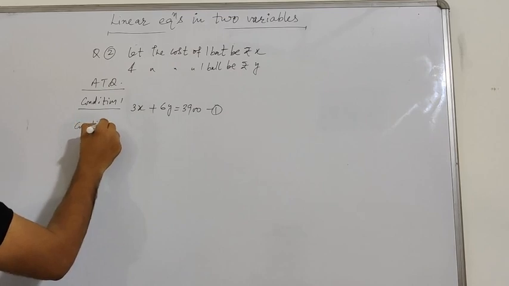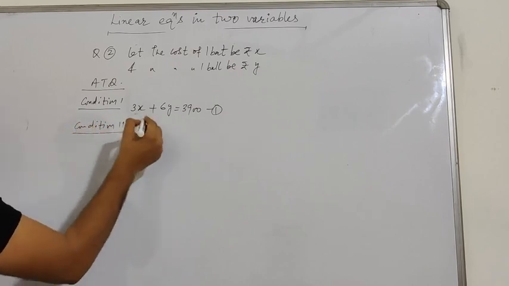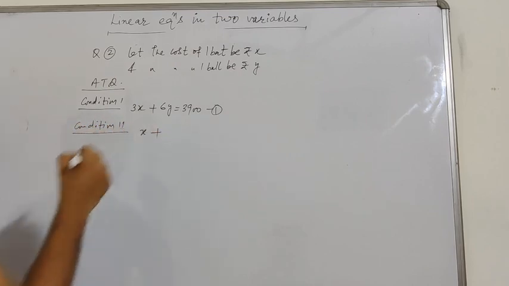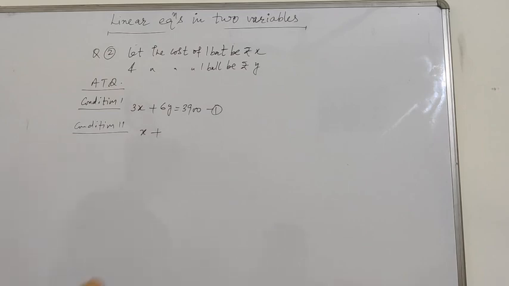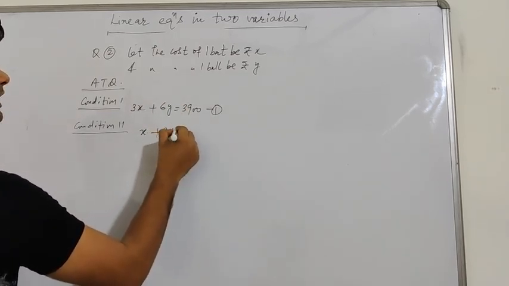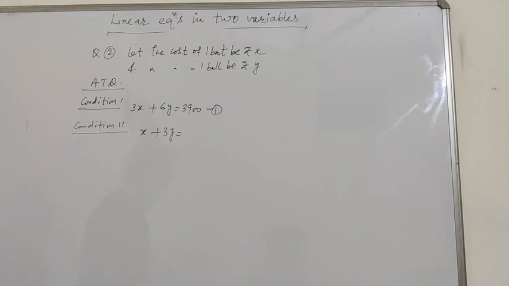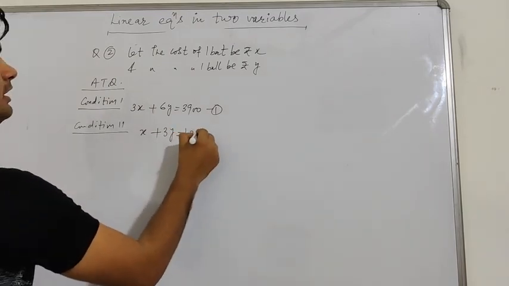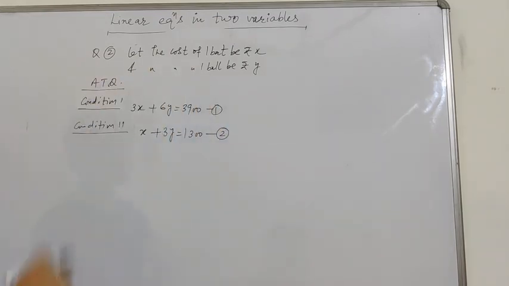The next is, later she buys another bat. Condition 2. Another bat means one bat and 3 more balls. It means 3y. Then the cost is equal to rupees 1300. Now two equations are there.